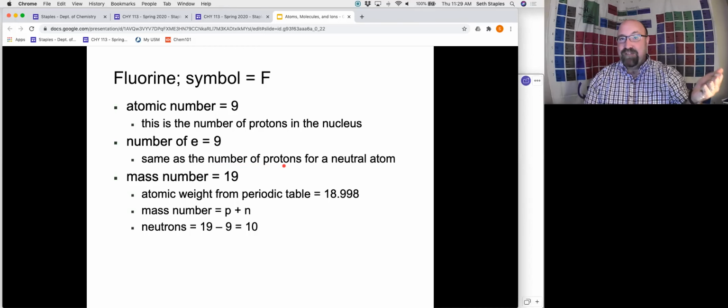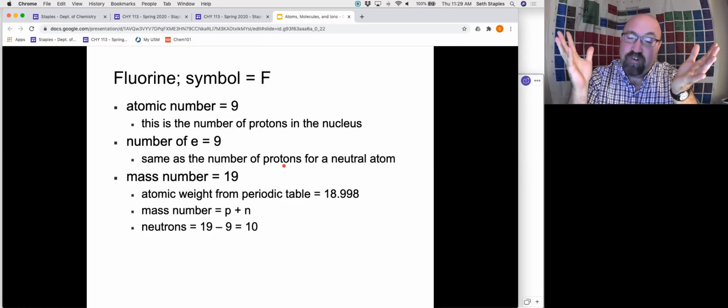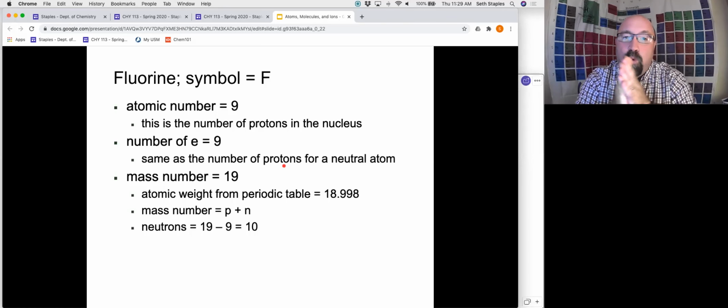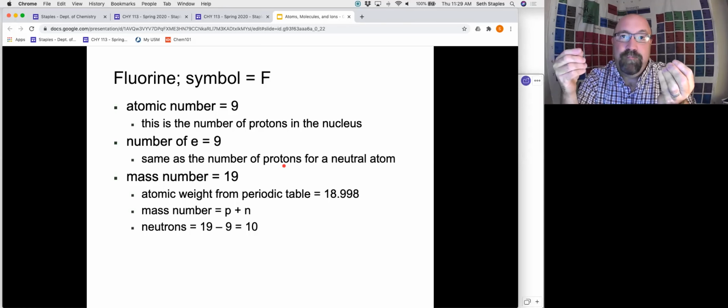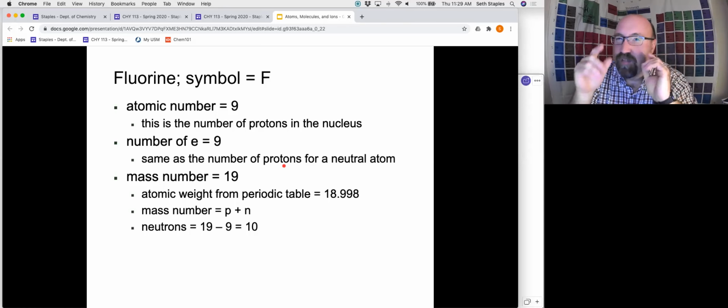Our number of negative charges from the electrons has to balance out our number of positive charges from the protons. And so for now, pretty much just for today, we're going to say that the number of protons is always equal to the number of electrons. And it is always equal when we're talking about a neutral atom. But we won't always be talking about neutral atoms. So just keep that in the back of your head.